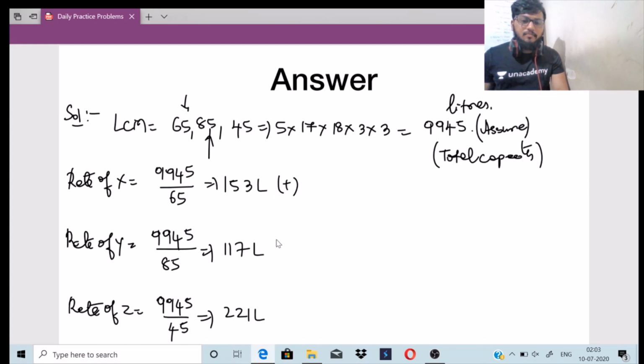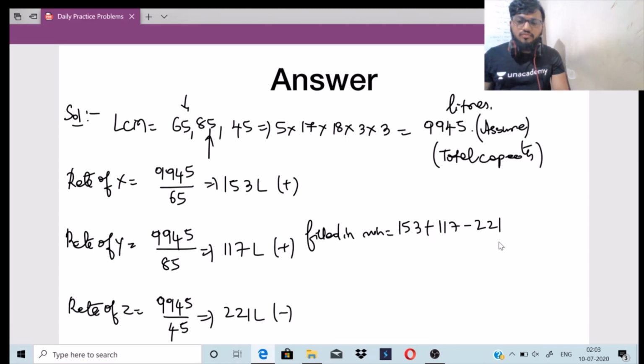What is x? X is filling it up, y is filling it up, z is negative, right? Z is actually emptying the tank. So how much part has been filled in a minute? That is 153 plus 117 minus 221, 270 minus 221, which is 49 liters per minute, right?